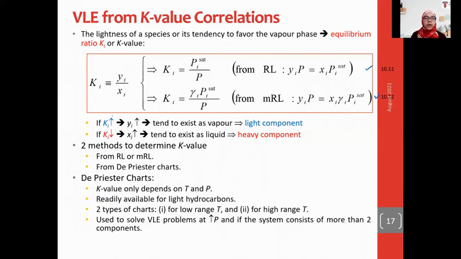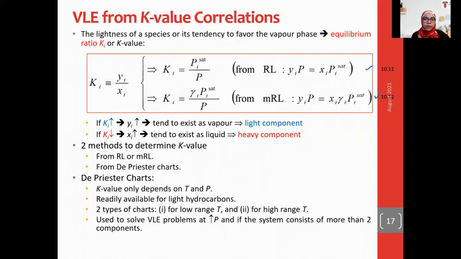Okay, if the value of K is higher, we're going to have a higher composition in the vapor phase, known as the light component. If the K value is lower, we can have a higher liquid component, which gives us the heavy component. There are two methods to determine the K value: from the correlation of Raoult's law and modified Raoult's law, or from the DePriester chart.